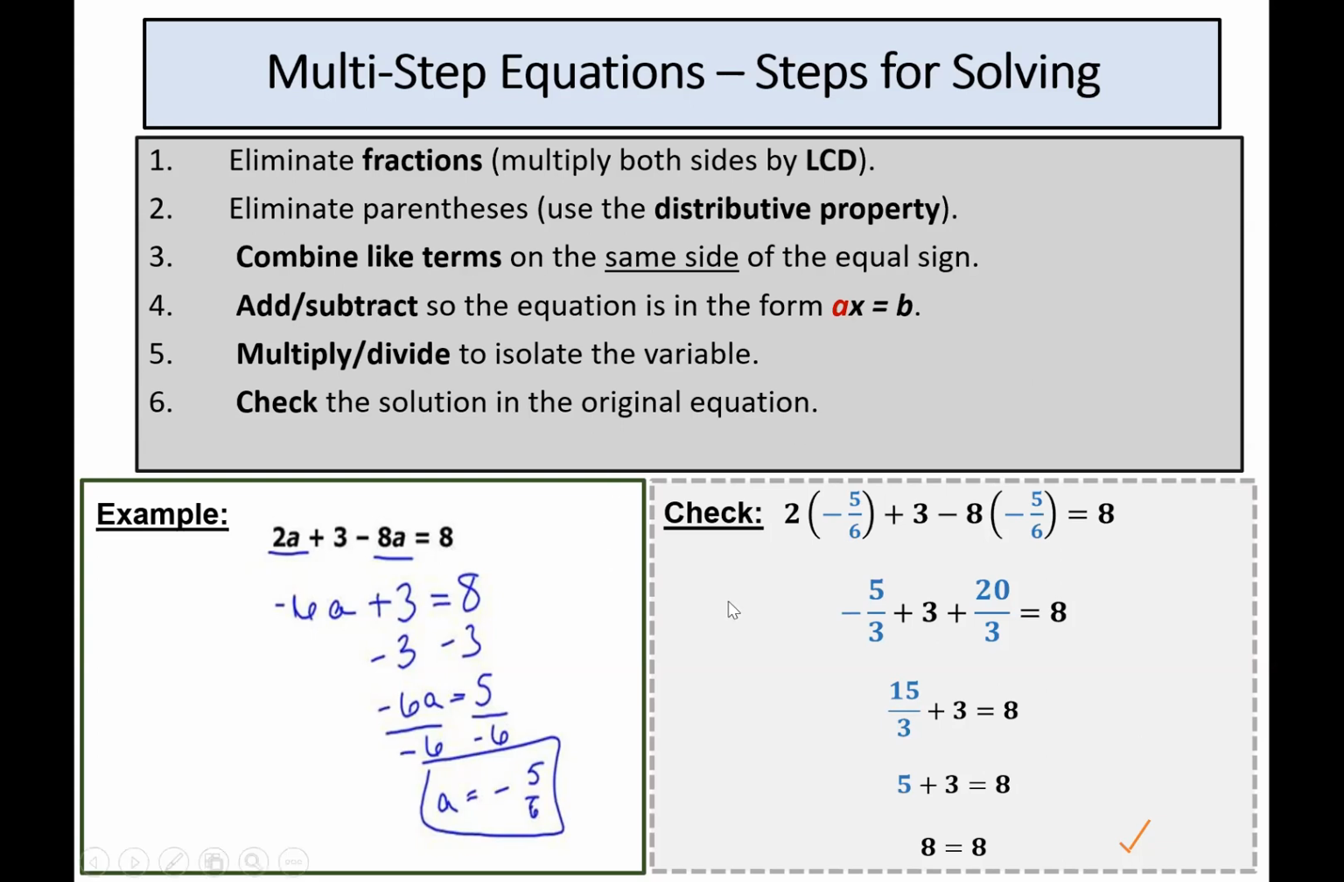Now, I'll be honest, I don't always bother checking because we're tired by the end of the problem, right? But I'm trying to be a good example here, and I've shown you how to check your solutions along the way by plugging in your answer for x and then simplifying to make sure both sides of the equal sign are the same. So you have a fully worked out example written right below, and then you have the check next to it. So let's take a look. Here's our example. 2a plus 3 minus 8a equals 8.